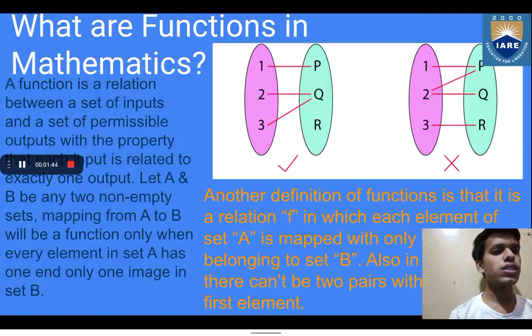See, in the first figure we can see 1 is mapped to P, 2 is mapped to Q, and 3 is also mapped to Q. That means one input does not have two values. So it can be considered as a function, whereas in the second figure we can see that 2 is mapped to P and also Q, so it is not a function. A function at a particular number cannot give us two outputs, so that's why it is not considered a function. Whereas in the first case Q is mapped to 2 and 3, so for two different inputs we can have the same output, but for a single input we cannot have two or three outputs. There will be a unique output.